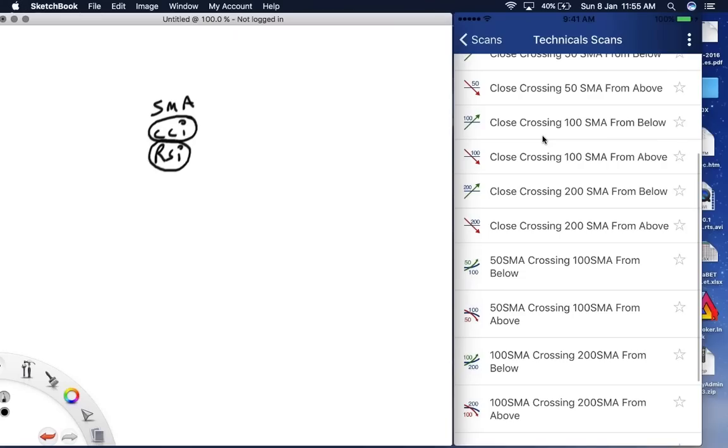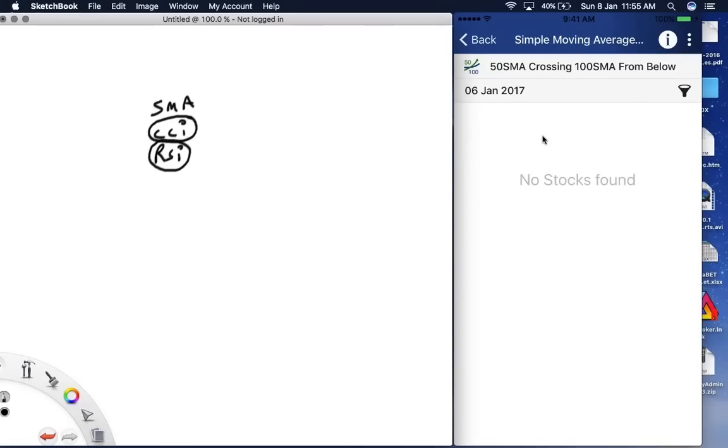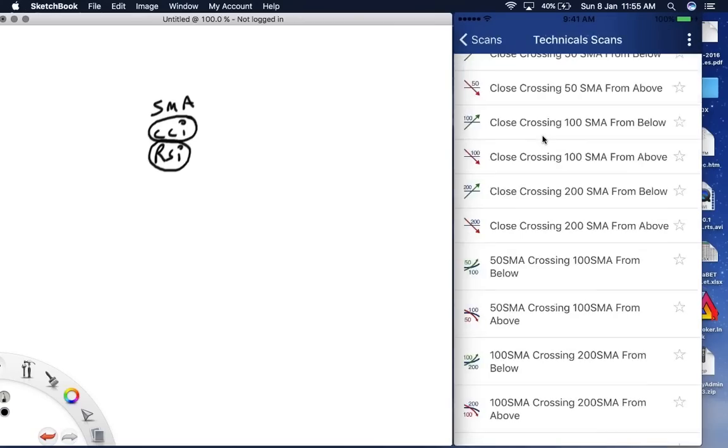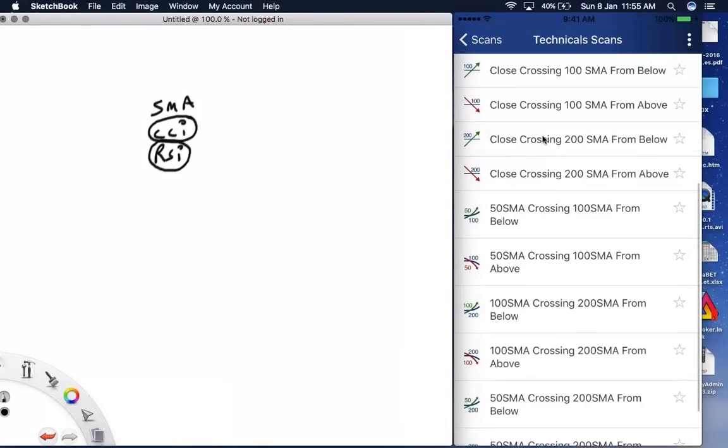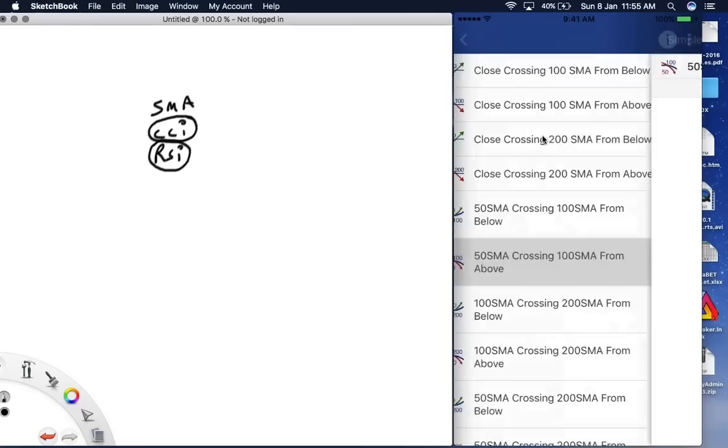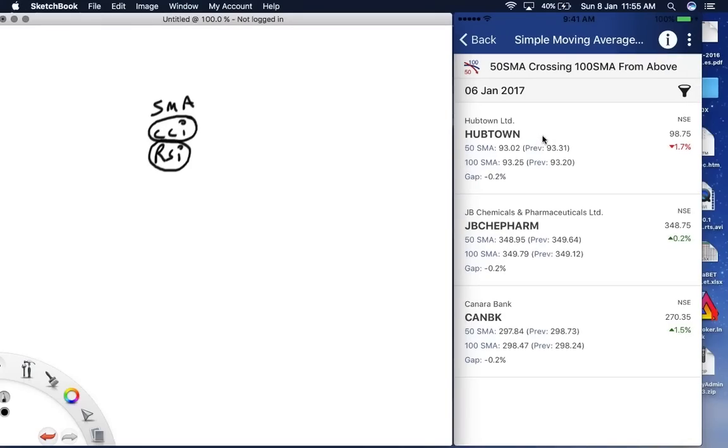Let's say the market fell last trading day. Can I check which are the stocks which are falling below the 100? And I would like to go to the FNO. So I get Can Bank. I know that Can Bank has been coming down, and we can quickly check the price behavior over the last few days, few months. So these are moving average scanners.